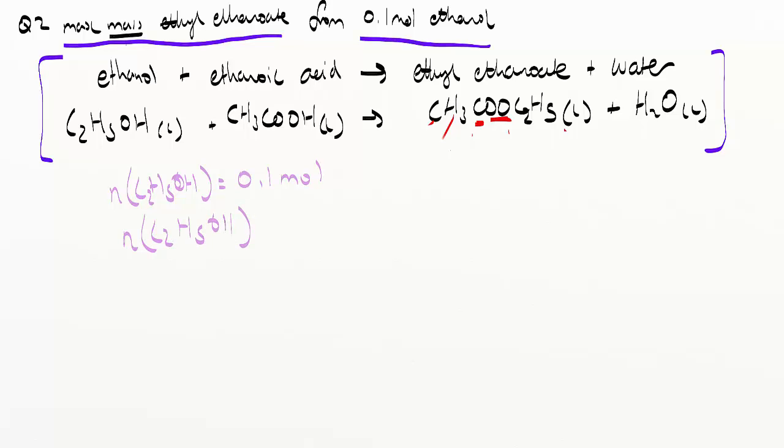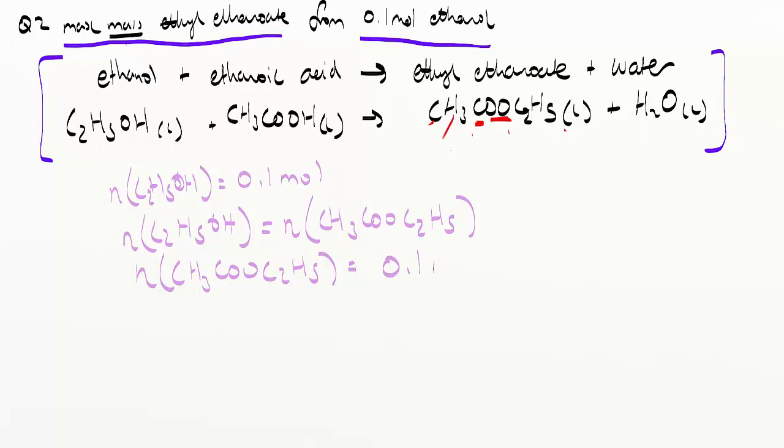So the ratio of the number of moles of ethanol, C2H5OH, to the number of moles of ethyl ethanoate, CH3COOC2H5, is going to be 1:1. So it's 1 mole of this equals 1 mole of this. Therefore, the number of moles of CH3COOC2H5 is going to equal 0.1 mole.